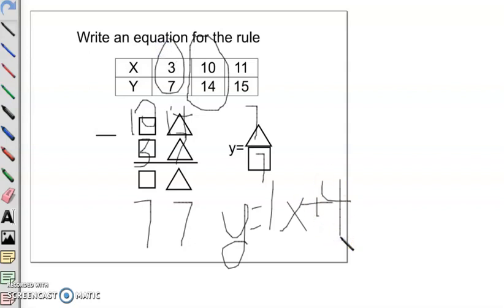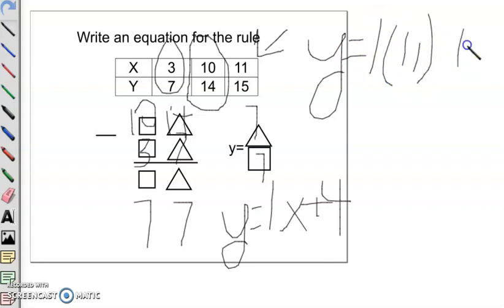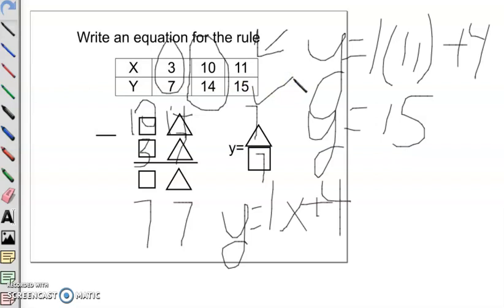Let's try it with the second point. 1 times 10 is 10, plus 4 is 14. Yeah, let's try it with the last point here. So we're going to plug in the 11. y equals 1 times 11 plus 4. y equals, well, 1 times 11 is 11, plus 4 is 15. Hey, look, 15. It is correct.